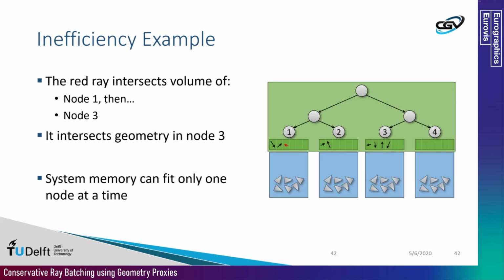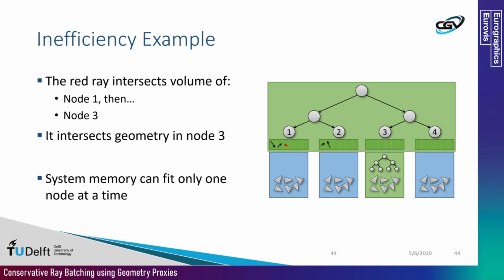To illustrate, let's track how the red ray traverses the tree. The ray first visits node 1, where it misses the geometry, after which it will visit node 3, where it does hit. For this example, we assume that we can only fit one node in memory at a time. We start by selecting the node with the most batch rays, in this case node 3. We load its geometry from disk and build the acceleration structure. Then, we traverse the rays through the acceleration structure. All rays hit and we are done with this node.